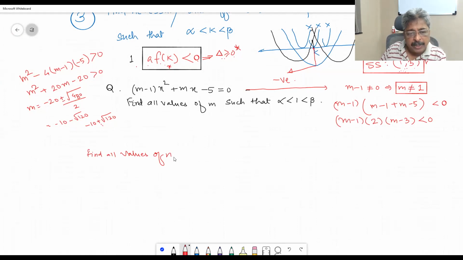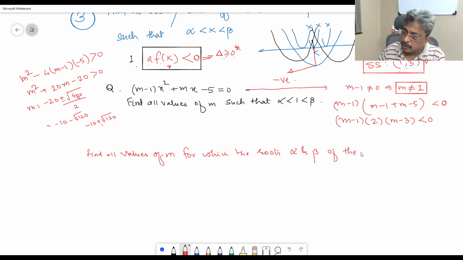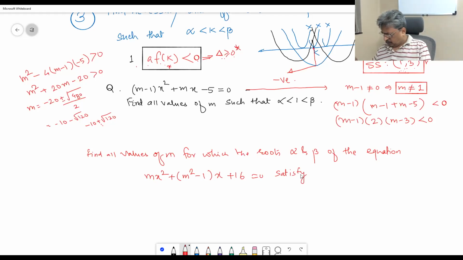For which the roots alpha and beta of the equation mx² + (m² - 1)x + 16 = 0 satisfy alpha is less than 4 is less than beta.